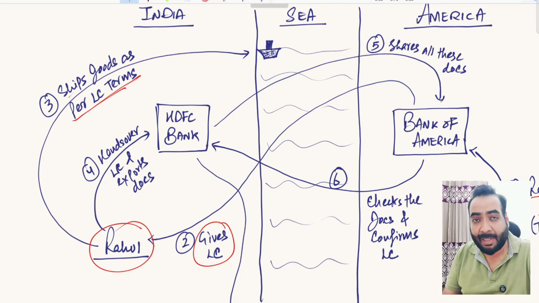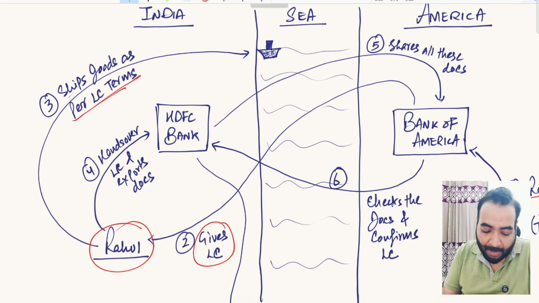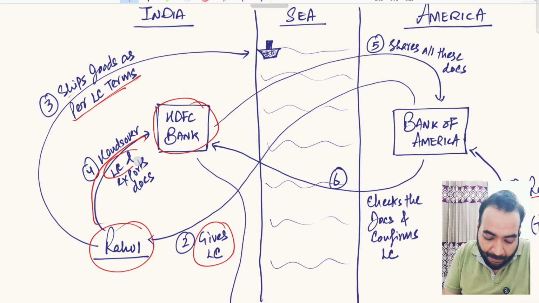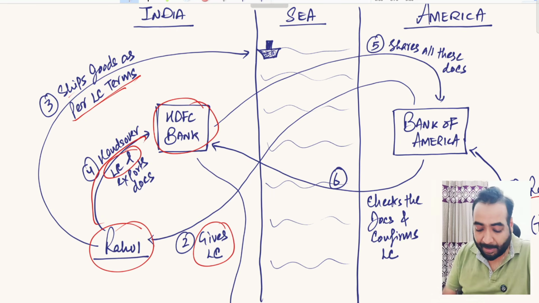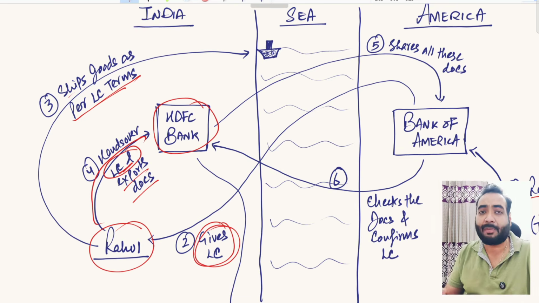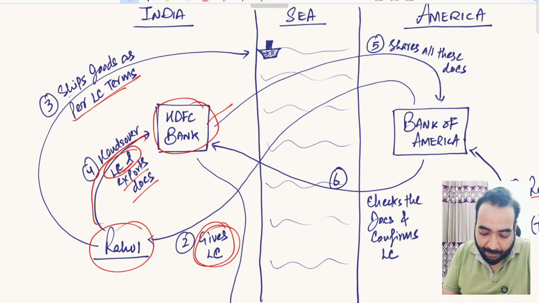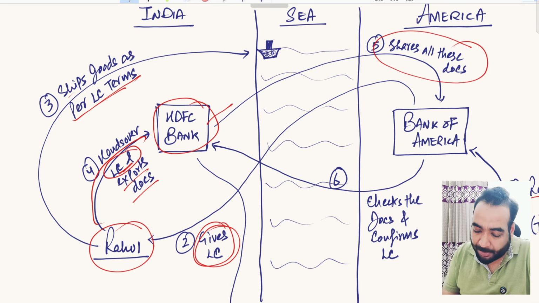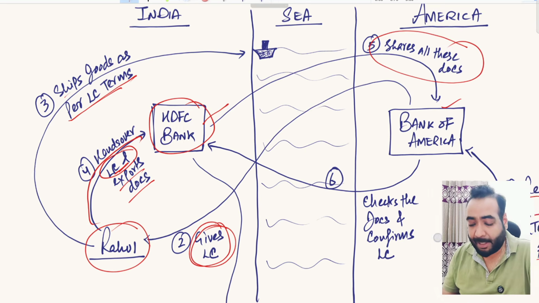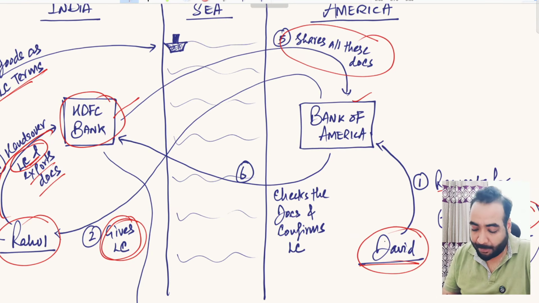Whatever terms are mentioned in the LC, Rahul has to comply with all these terms and ships the goods as per the LC terms, right? Now Rahul hands over all the export documents to HDFC Bank along with the letter of credit copy also. The letter of credit which is received by Rahul is handed over to HDFC Bank along with all other export documents. Now what will HDFC Bank do? Now HDFC Bank will send all of these documents to Bank of America.